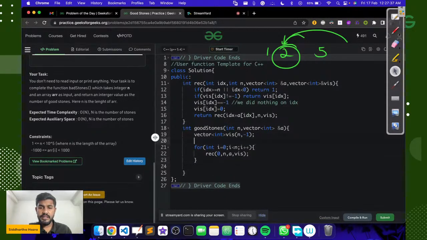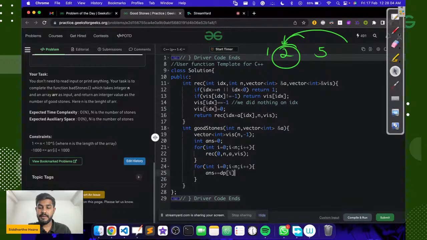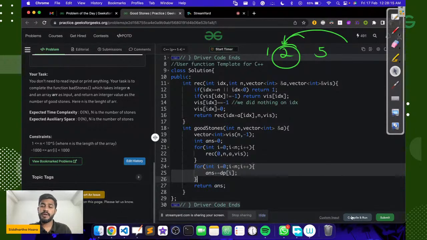We would simply initialize the answer equals to 0, and then we would iterate over the dp array. So we would say for int i equals 0, i less than n, i plus plus, and answer plus equals dp of i. You can give a simple for each loop too, and that would serve the purpose, and you can also use the accumulate function. But I did the very basic one so that everyone would be able to understand.